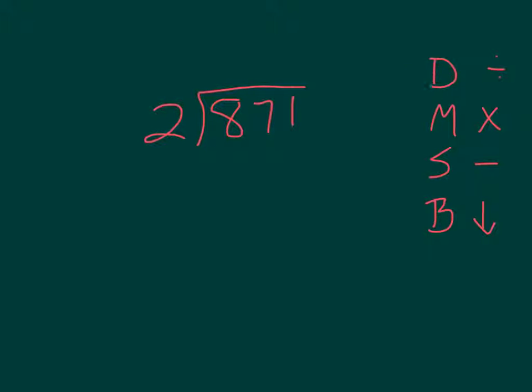So my first step is I'm going to divide. So I'm going to say, how many times does 2 go into 8 without going over? And I know that that's 4. So I'm going to place that 4 right above there. Now I go to my next step, which is multiply. So I'm going to multiply 4 times 2 equals 8. Okay, so now I subtract, because that's my next step.